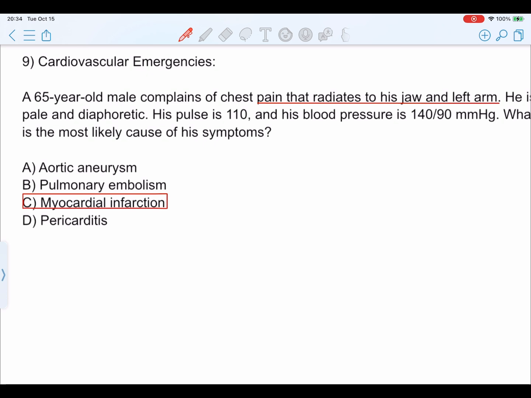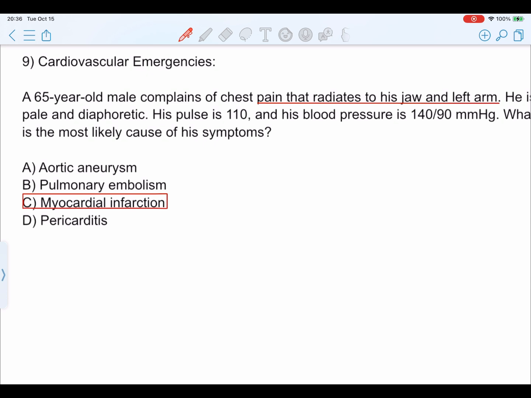But we'll go through each of the other questions as well. So, for aortic aneurysm starting out, we do expect to see some of the things shown here, like the high pulse, the chest pain, and the elevated blood pressure. What really confirms that it's not an aortic aneurysm is going to be the jaw and arm pain. With an aortic aneurysm, chest pain is common. We would see that. However, we're not going to really see that left arm pain. That's very exclusive to myocardial infarction, so it's not going to be aortic.